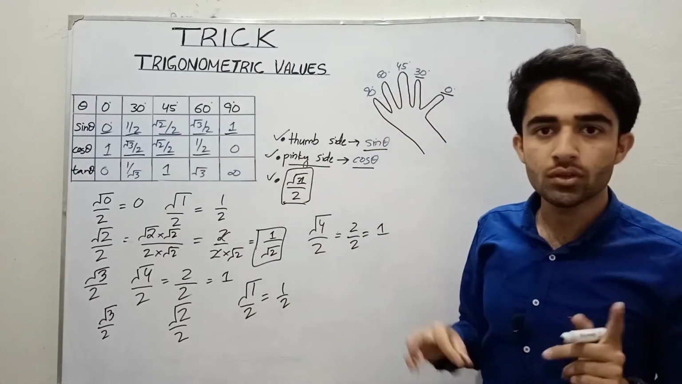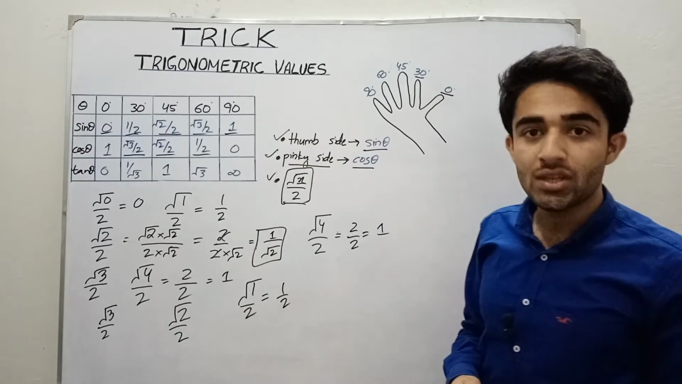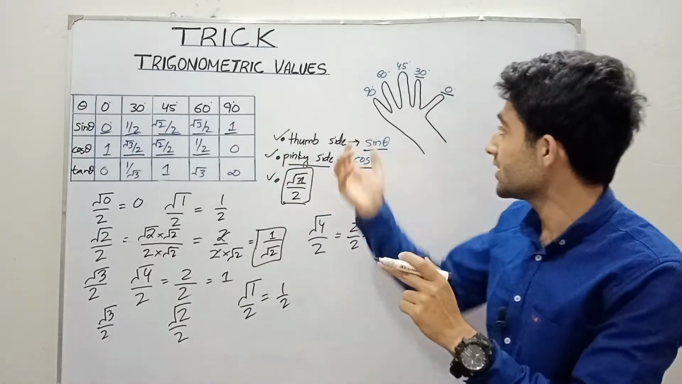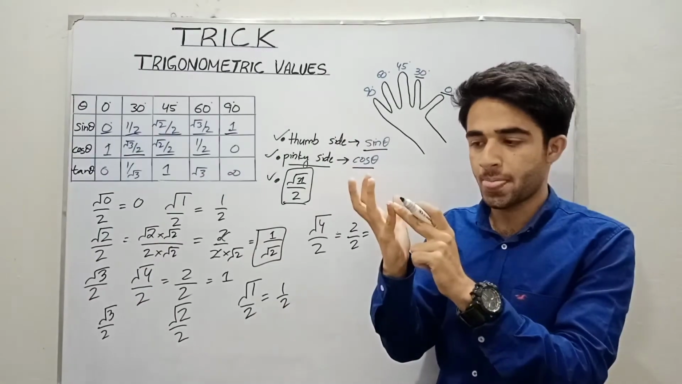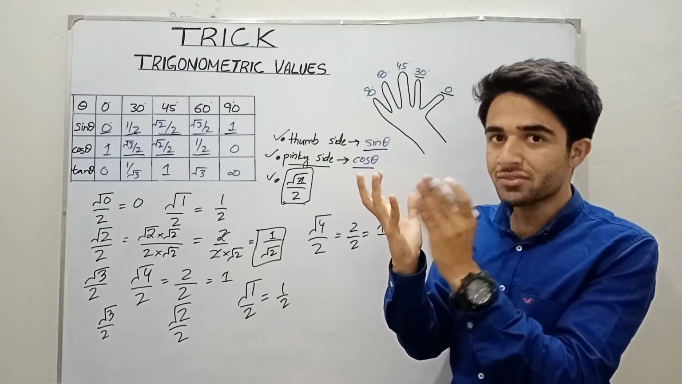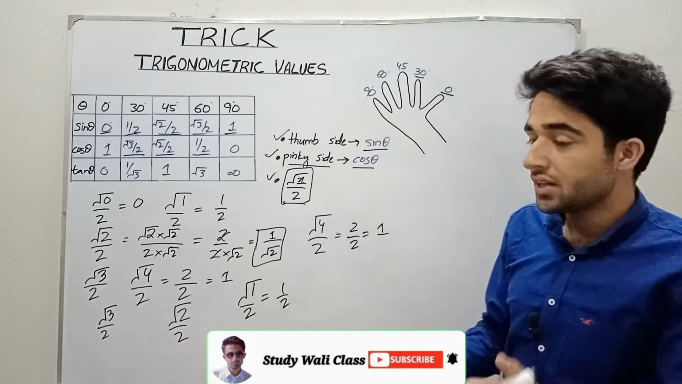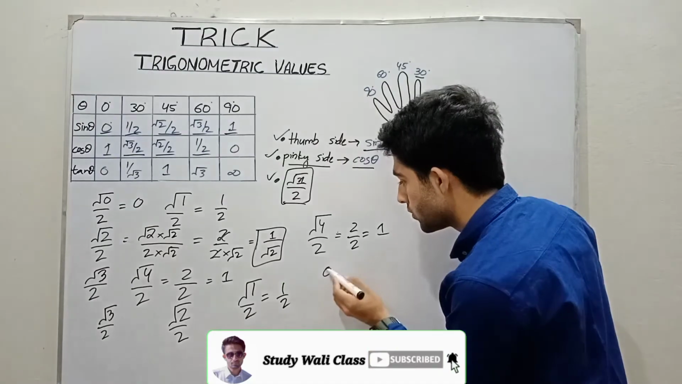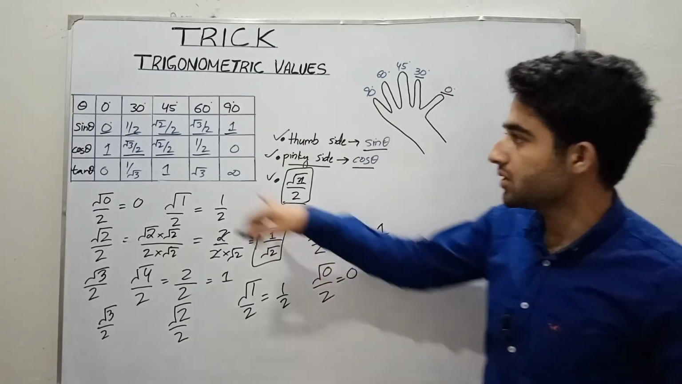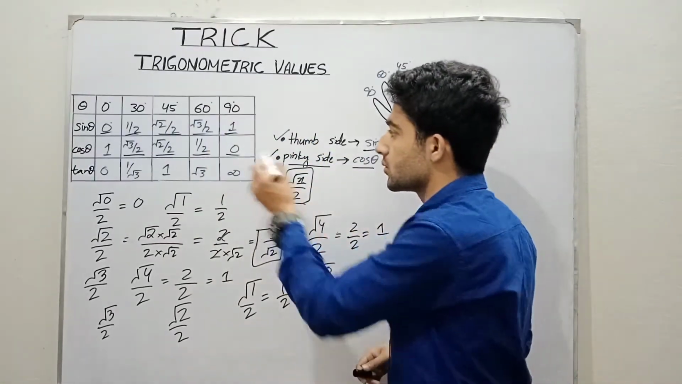Okay, then at the angle of the 90 degree, the value of the cos theta at the angle of the 90 degree, so this finger is representing the 90 degree, and from this finger there are no further fingers in the direction of the cos theta. It means the value of x is 0, or 0 under root over 2 is also 0. It means the value of the cos theta at the 90 degree is 0.